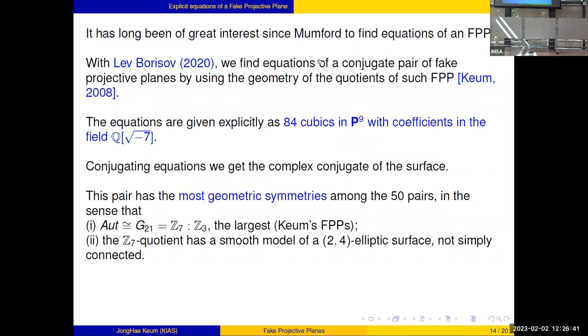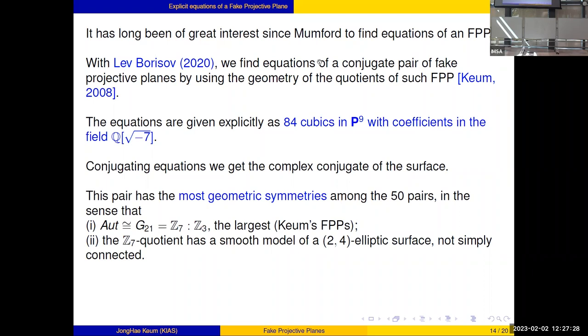Let's talk about equations. It has long been of great interest since Mumford to find equations of a fake projective plane. Recently, with Les Bishop, we found equations of a conjugate pair of fake projective planes by using the geometry of such fake planes. In your slide, it turns out that the equations are given explicitly as quartics in P9 with coefficients in the field for the imaginary quadratic extension Q(√-7).